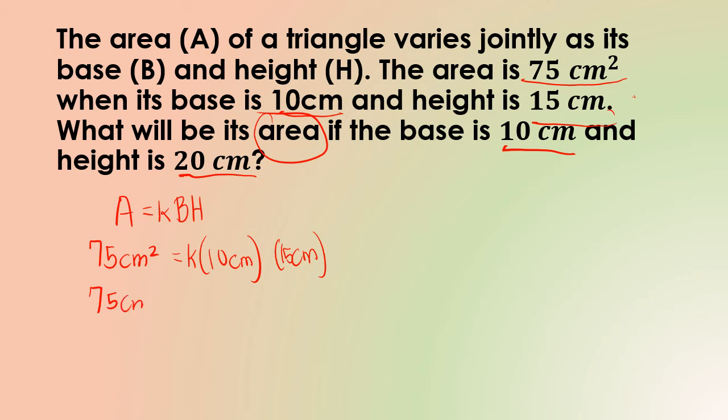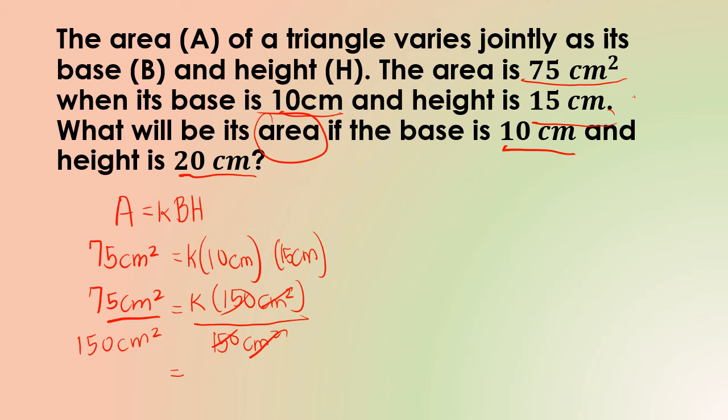75 cm squared is equal to K. 10 times 15, that is 150. And then cm times cm, that is cm squared or square unit. Okay. So, ang kailangan lang natin is K. So, K lang ang kailangan. So, para mawala yung katabi ni K, divide both sides by 150 cm squared. Kasi sinasama ko unit. Cancel, cancel. So, ang lalagay mo din dito, 150 cm squared.